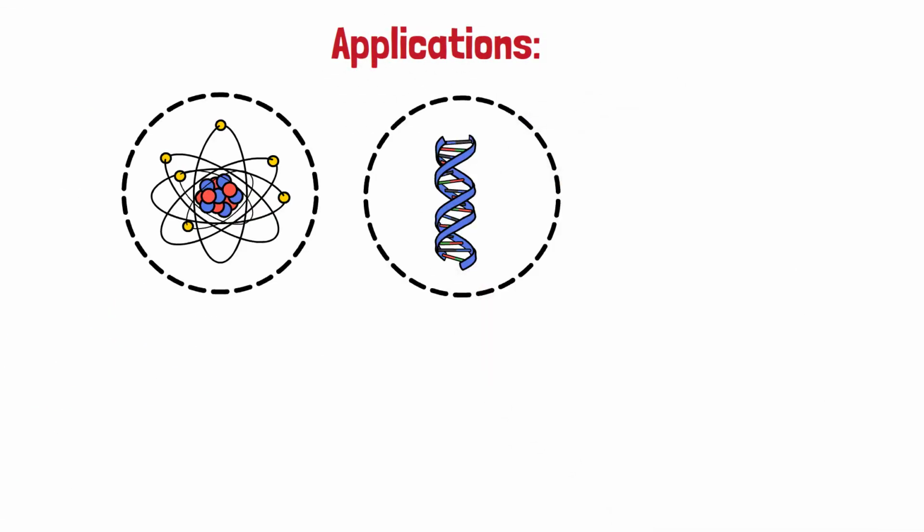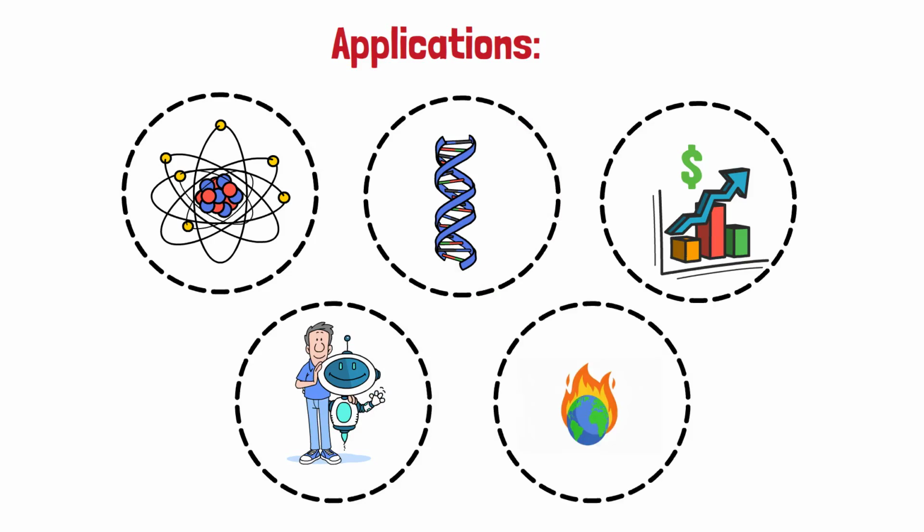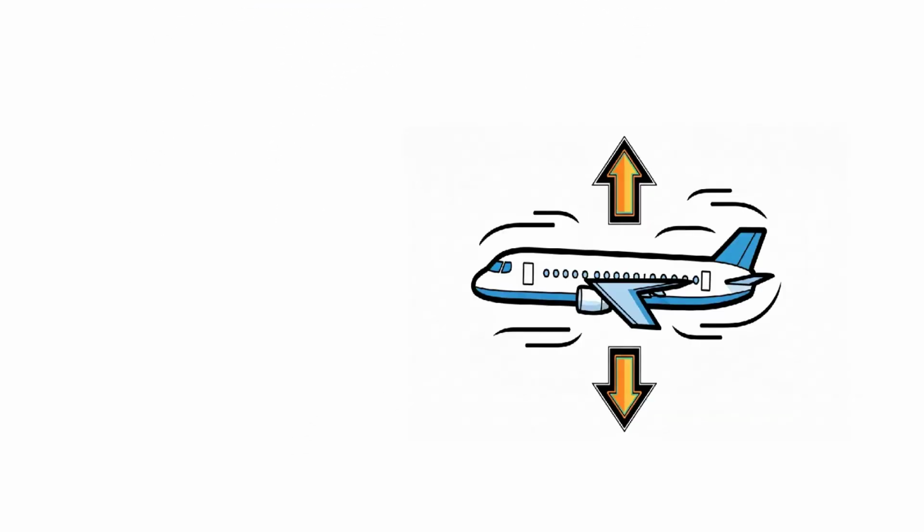Applications. Dynamical systems are used in physics, biology, economics, robotics, and climate science. Chaos theory helps us understand turbulence, ecosystems, and even the rhythm of the human heart.